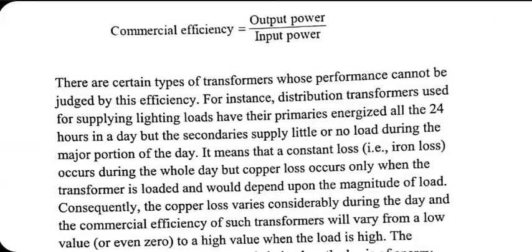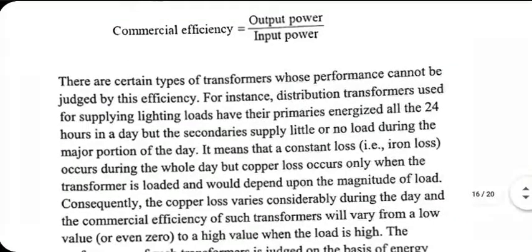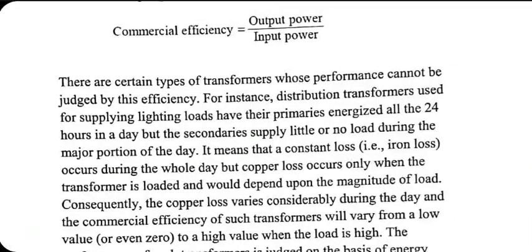I know we are running out of time, so after this I'll stop. Have their primaries energized all the 24 hours in a day, but the secondaries supply little or no load during the major portion of the day. It means that a constant loss, that is iron loss, occurs during the whole day, but copper loss occurs only when the transformer is loaded. And copper loss would depend upon the magnitude of the load. That means magnitude of the secondary and primary currents.